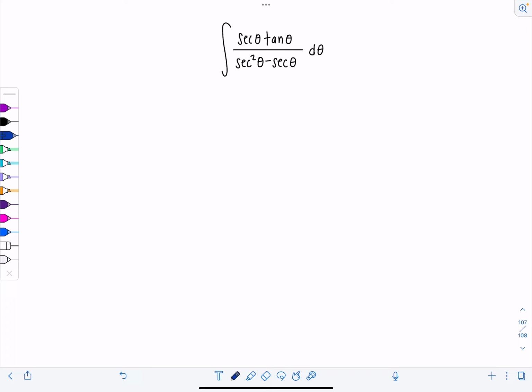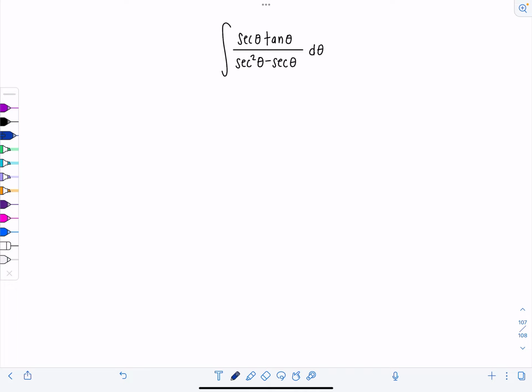Indefinite integral of secant theta tan theta over secant squared theta minus secant theta d theta. And just like yesterday's integral, you're going to need to use two integration techniques to solve this one. So pause the video if you want to give it a try on your own.